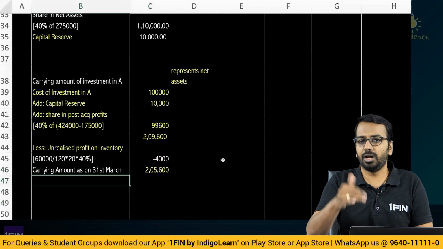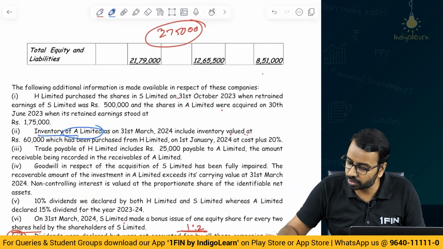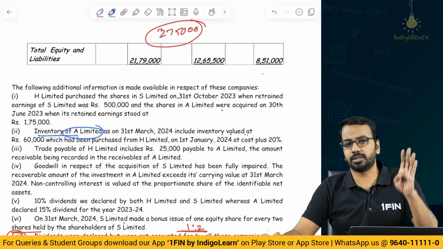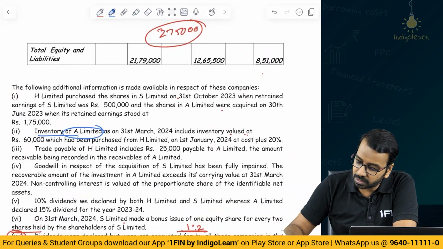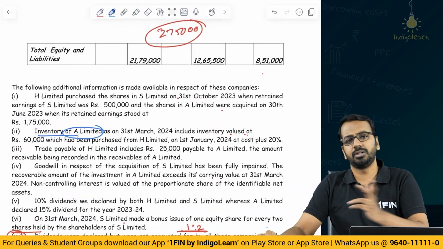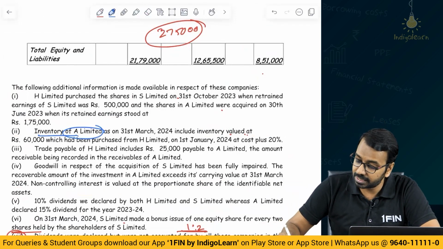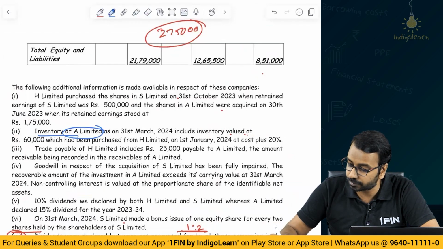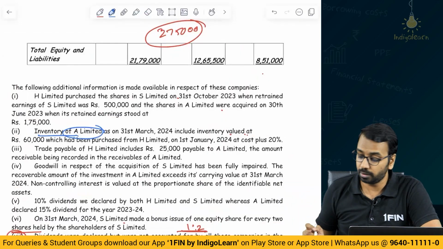There is no impairment of goodwill or any other thing that is given in the question. Okay. Then trade payable of H Limited includes 25,000 payable to A Limited. This will not adjust because it is a holding to associate, not to subsidiary. Then goodwill in respect of acquisition of S Limited has been fully impaired. This we have taken care of. The recoverable amount of investment in A Limited exceeds its carrying value. There is no need to adjust anything, which we have already discussed. 10% of dividend, we are assuming this declaration of 23-24 has happened after financial year end. In the subsequent variation, we will see what if it was declared before the year end.